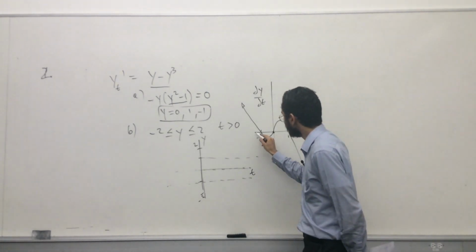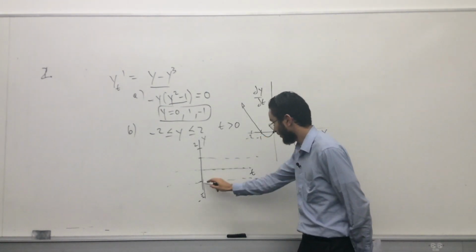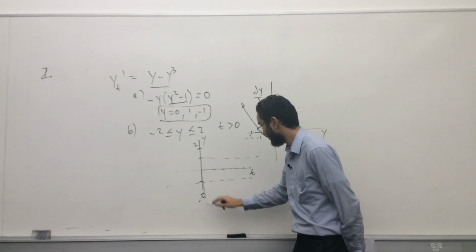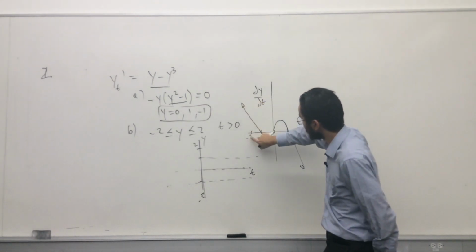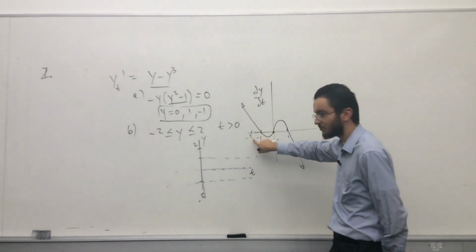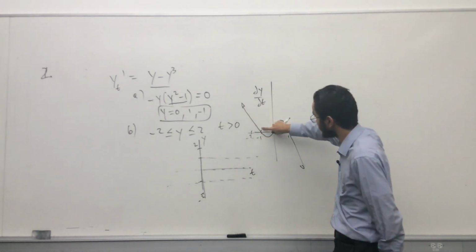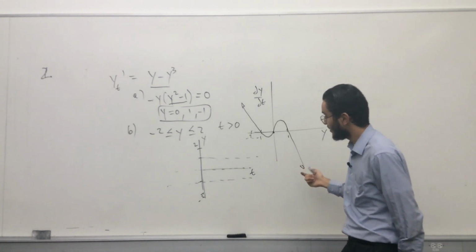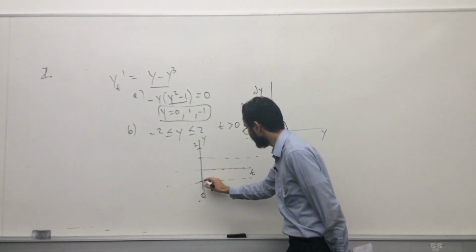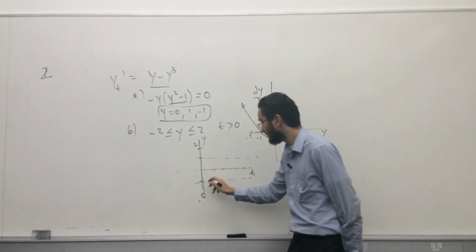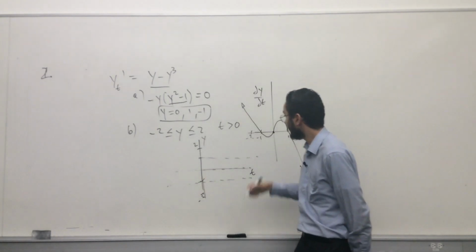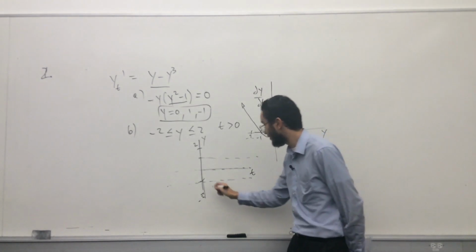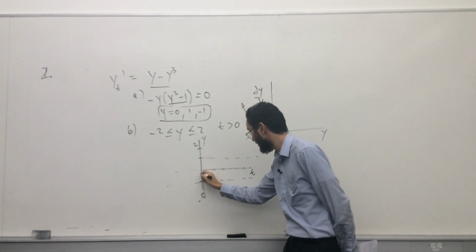So if we start from -2, because we have to take into account this behavior over here, what happens when y is less than -1? From -2 to -1, the derivative is going to be positive, but it's decreasing. So it's going to be something like this. At first we have a very high positive slope, so it should be something like this, and then it's going to start decreasing until it gets to -1.